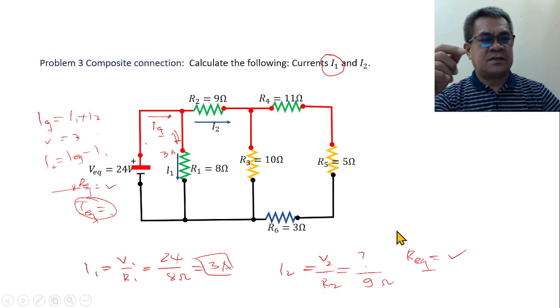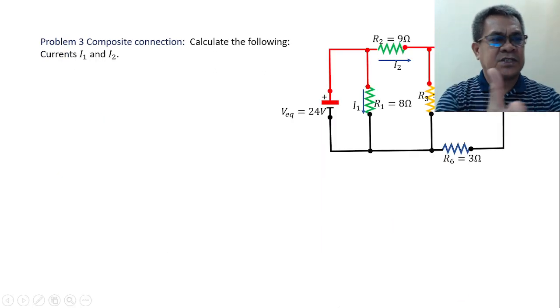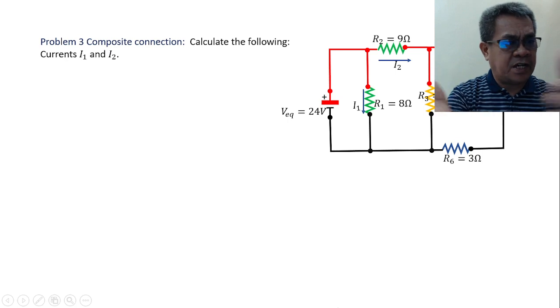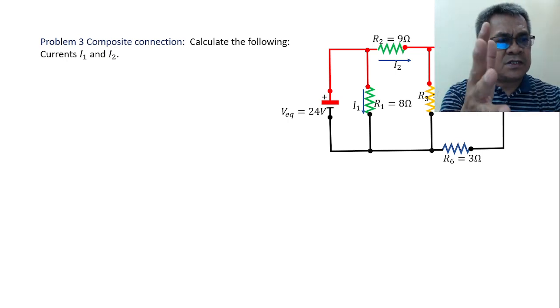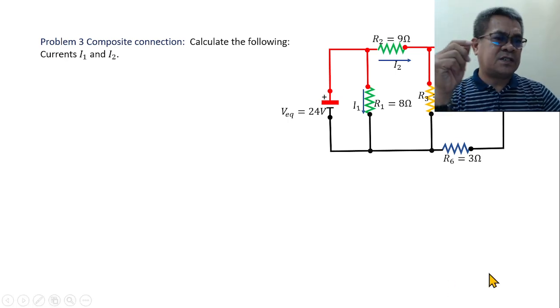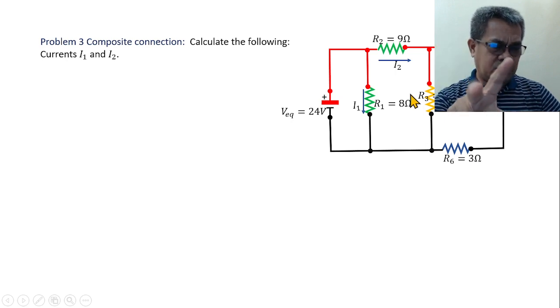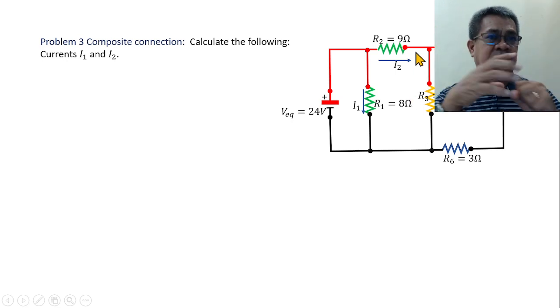So let's do it. All you need to do is start with what we already know, I1, remember that, and combine. So look at the circuit. Which of the connections can be easily combined?